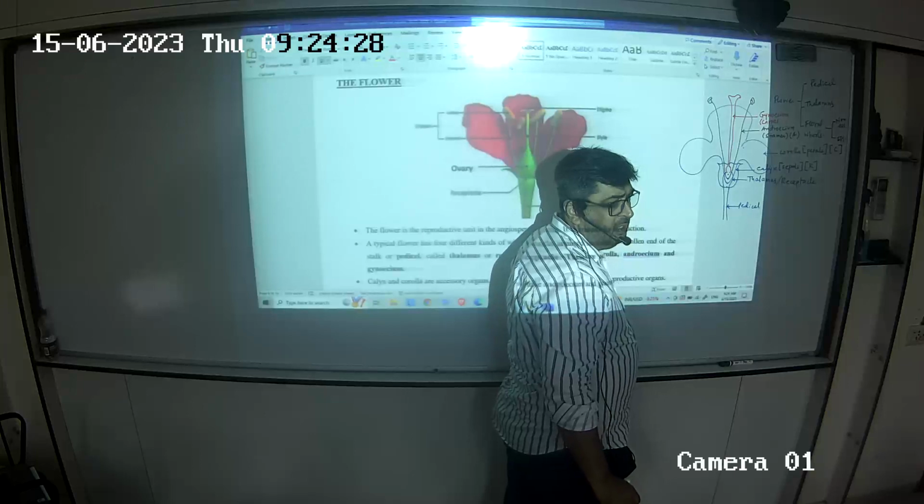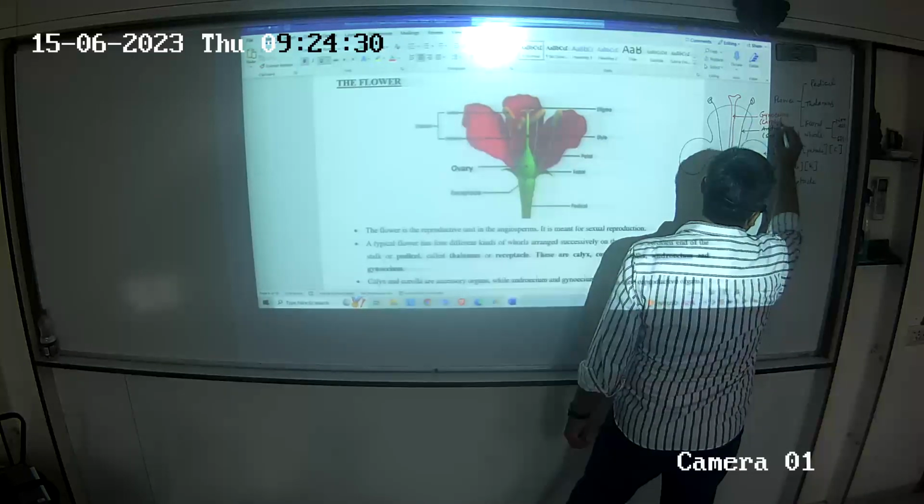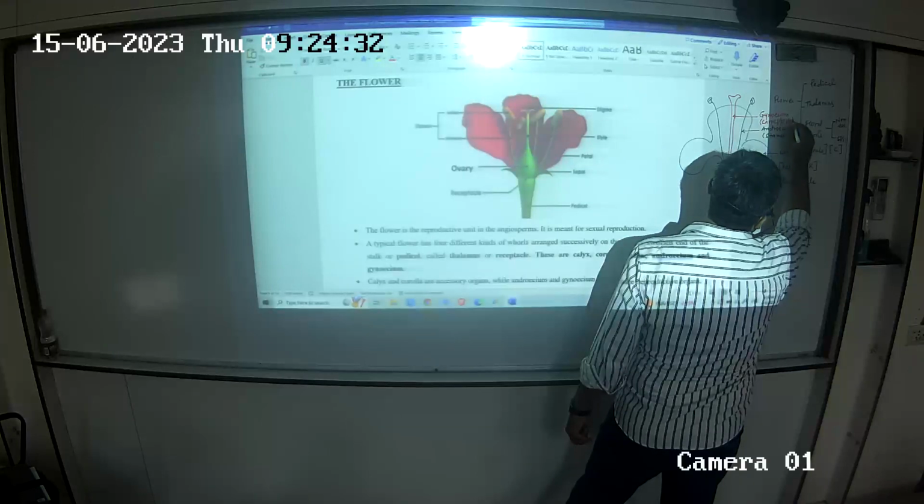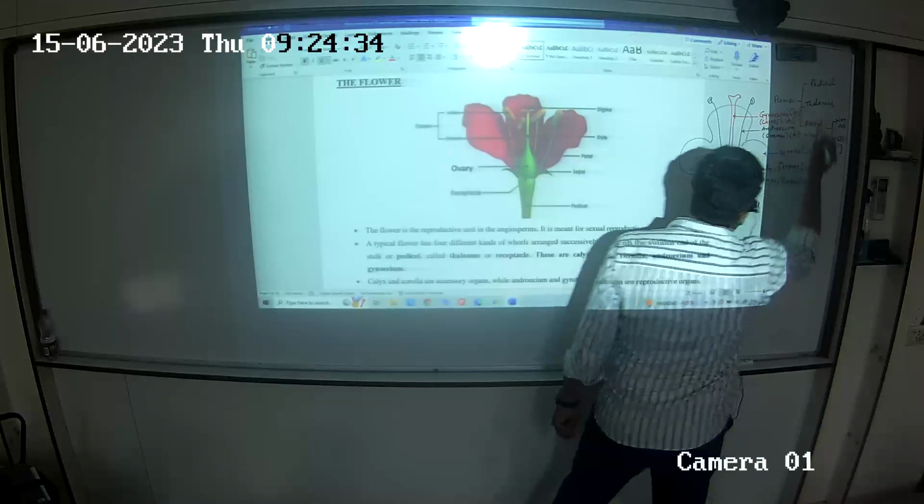Carpel is also called? Pistil. Excellent. Very nice. Pistil. Obviously, the symbol is G.